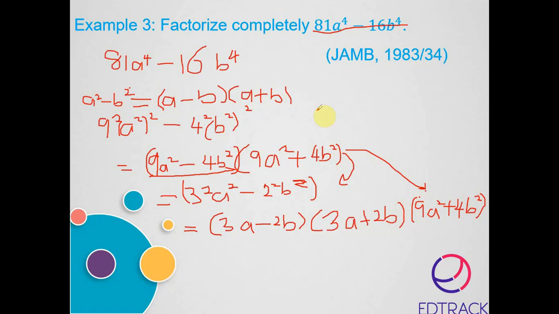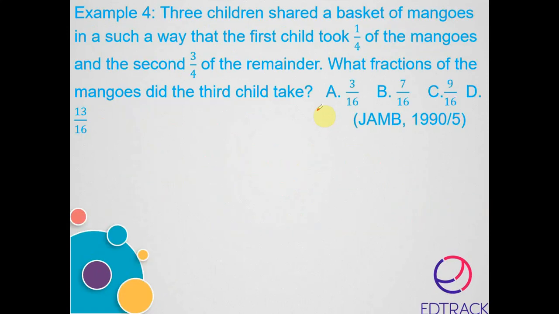Now, the last question we are going to be solving today is also a JAMB question that was picked from JAMB 1990, question 5. You can go to your series and confirm the numbers of these questions. Now, let's take a look at the question. The question says, three children share a basket of mangoes in such a way that the first child took 1/4 of the mangoes, the second child took 3/4 of the remainder. You were asked what fraction of the mangoes did the third child take?